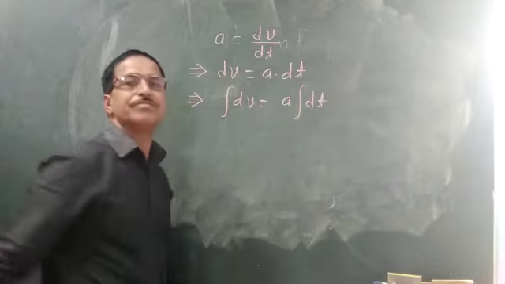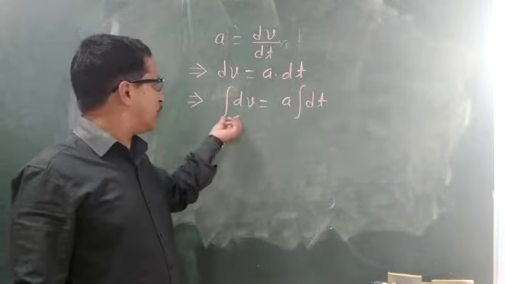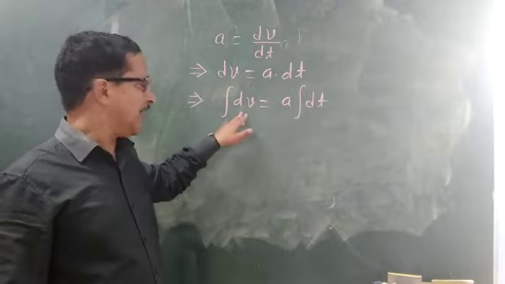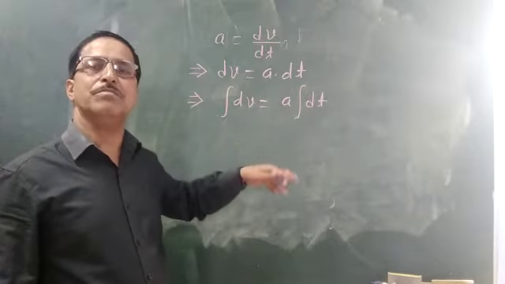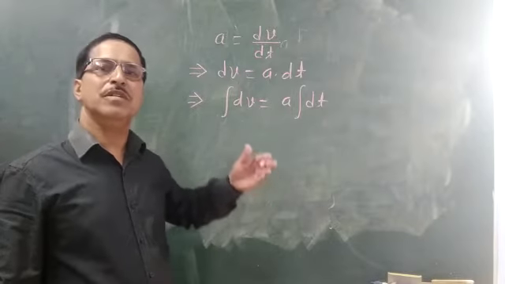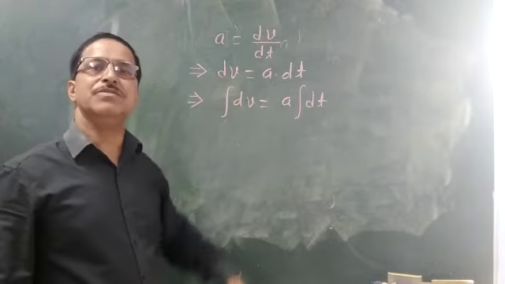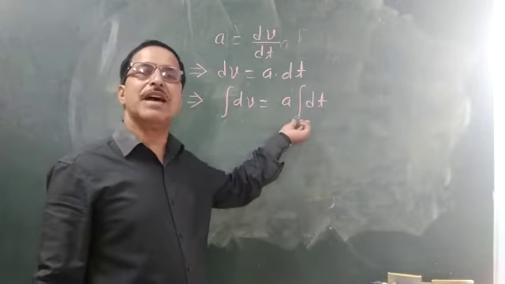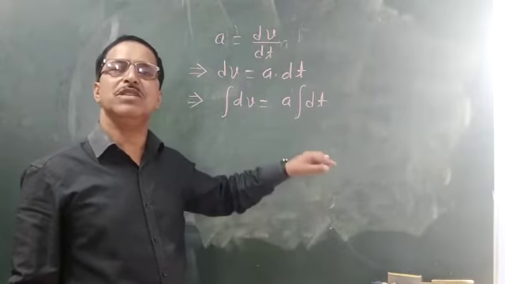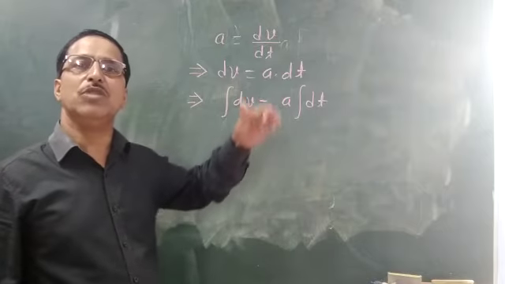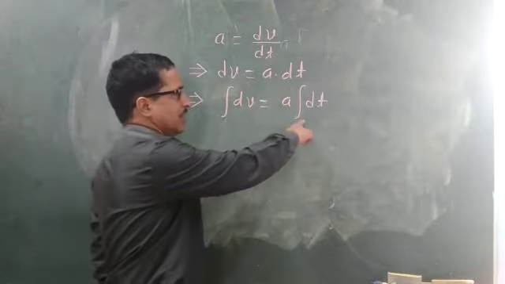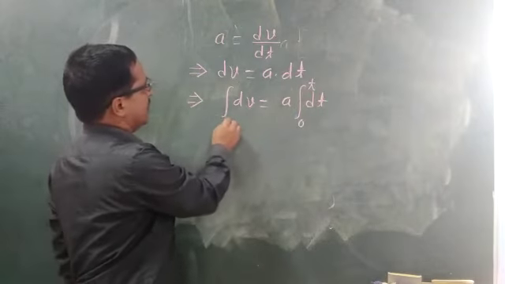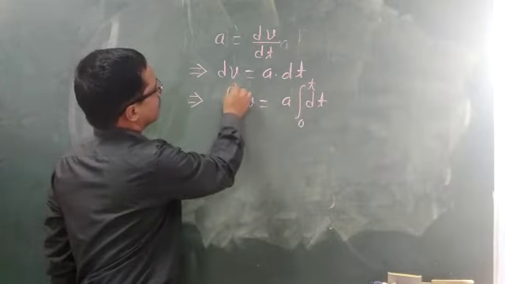integration of dt. Now I will put the limits of integration. We know that if the particle starts from the velocity u and its final velocity is v, then the limits are u and v. And if we start at time t equal to 0 up to the time t equal to t, then the limits on this side will be 0 and t, and the limits of integration on this side will be u and v.